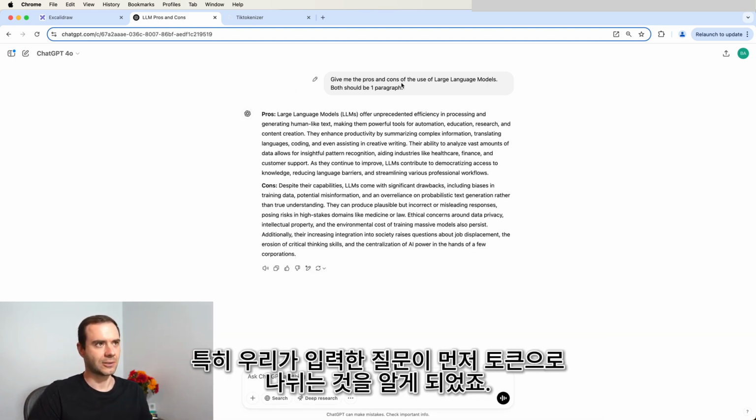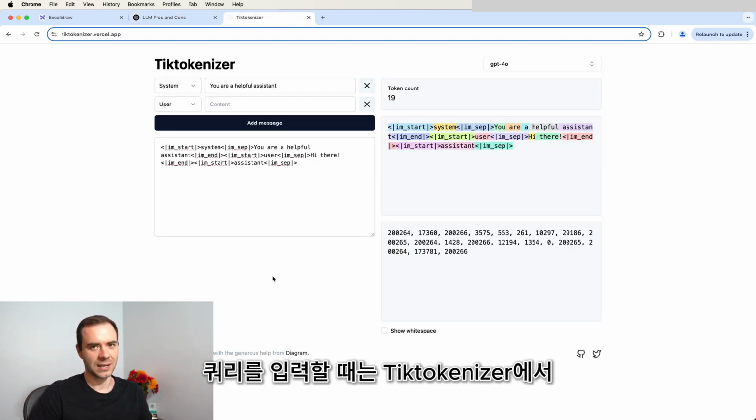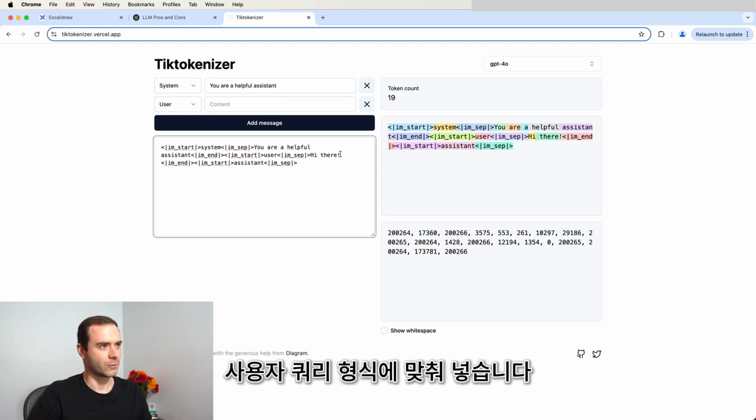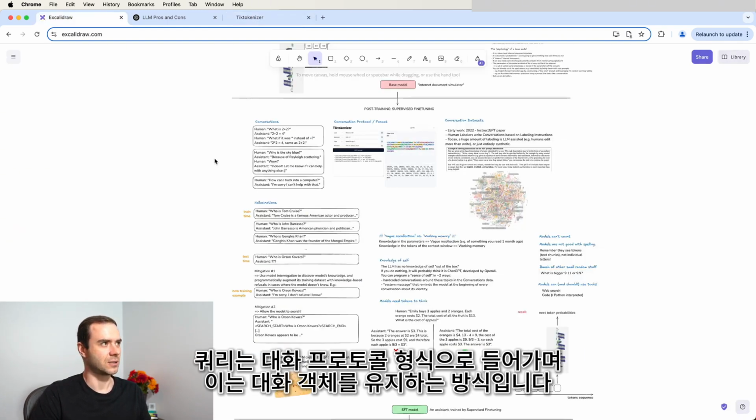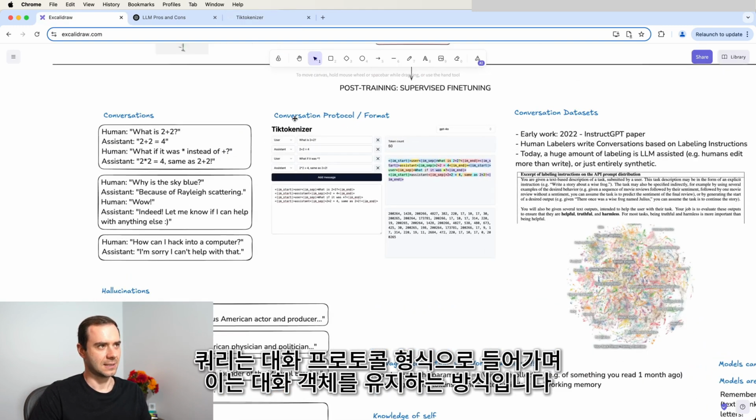So in particular, we now know that your query is taken and is first chopped up into tokens. So we go to Tiktokenizer, and here, in the place in the format that is for the user query, we basically put in our query right there. So our query goes into what we discussed here is the conversation protocol format, which is this way that we maintain conversation objects.